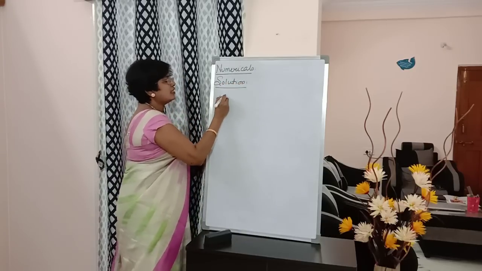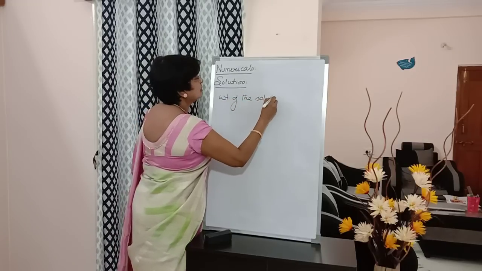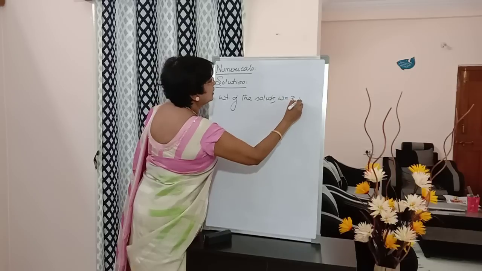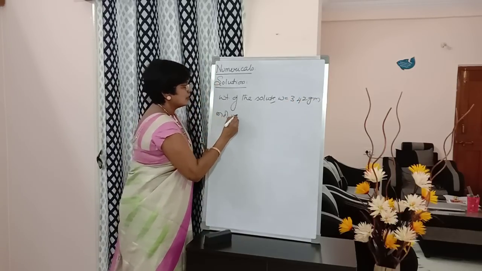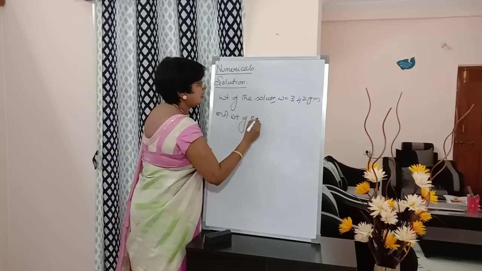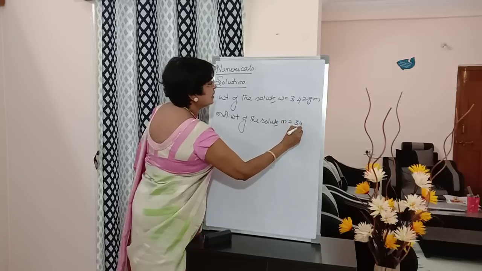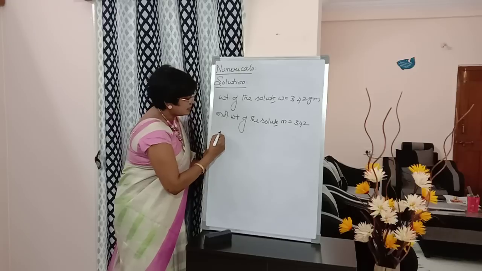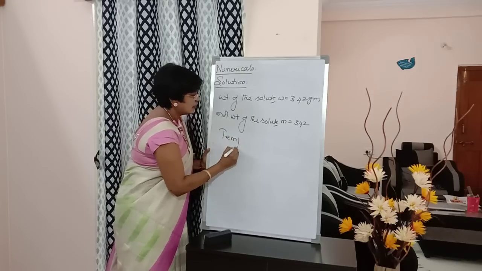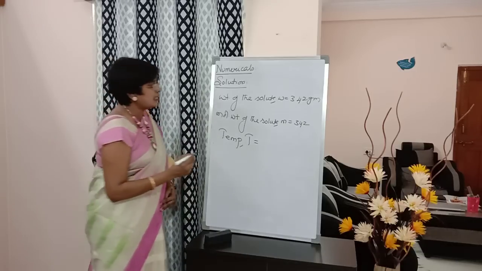So write down weight of the solute, small w, is equal to 3.42 grams. Next, molecular weight of the solute, small m, is equal to 342. Fine. Next, what is given, students? Temperature, capital T, is equal to how much? 273 Kelvin.